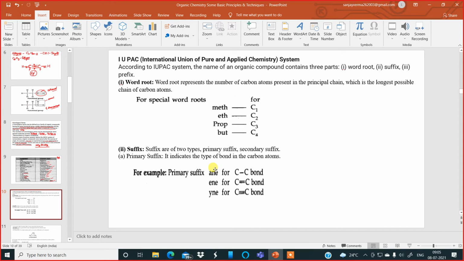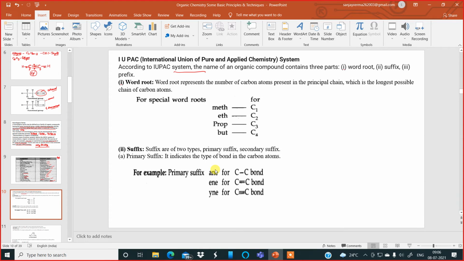In detail, IUPAC. I, there is a gap. U, there is a gap, and pack. I and U, let's pack up and let's get away. So International Union of Pure and Applied Chemistry. According to the IUPAC system, the name of an organic compound contains three parts, which I have tried to explain in my YouTube videos last year in the class 10 ICSE syllabus.